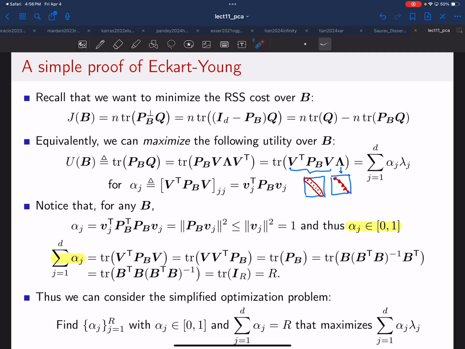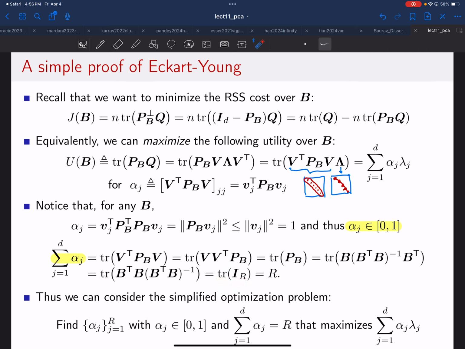And now we can play our trace tricks again. We can move V to the front. And now, because V is orthogonal, V transpose V is identity. Multiplying identity times a matrix does nothing, so we just have trace PB. Now we can plug in our original expression for PB, which is this. Using the trace again, we move B transpose to the front. And now we have a matrix times its inverse. And that will give us the identity matrix of dimension R. And if you take the trace of an identity matrix with dimension R, you're guaranteed to get R.